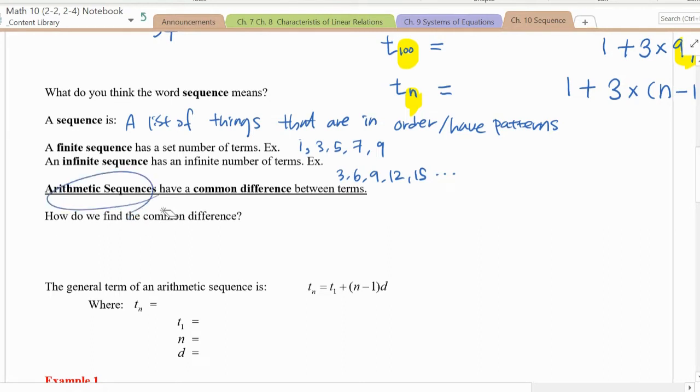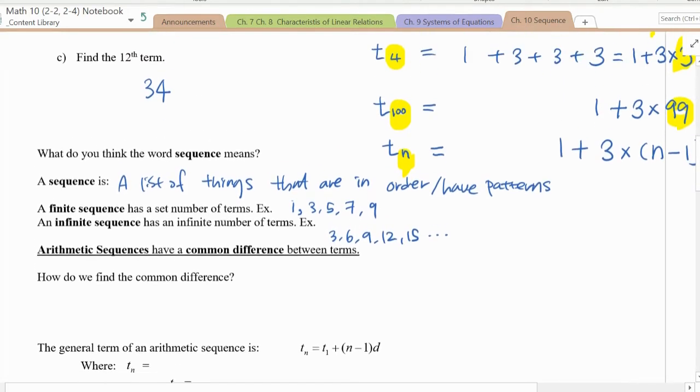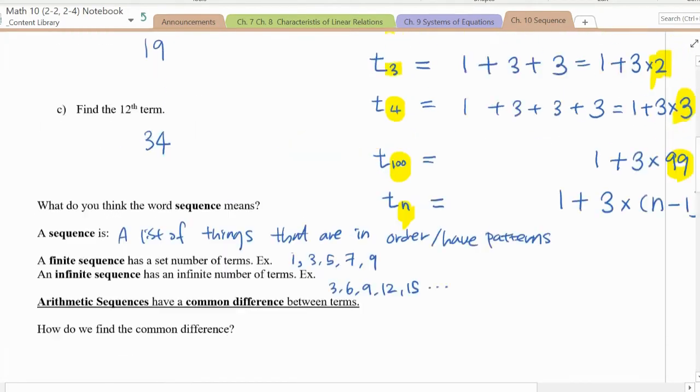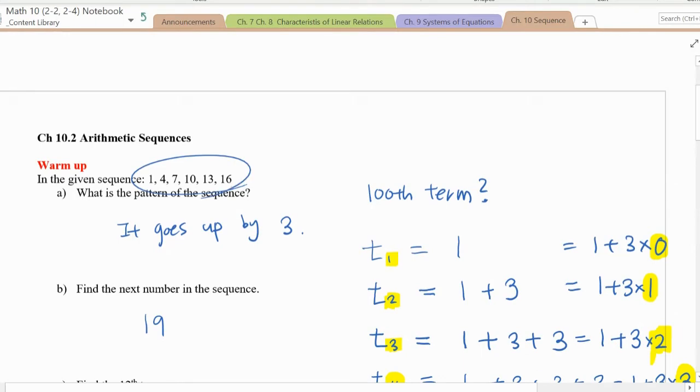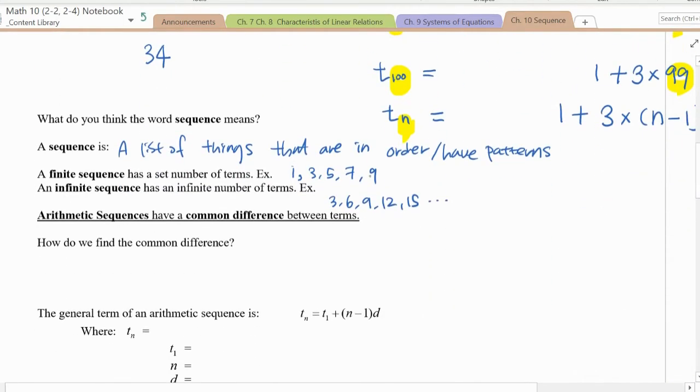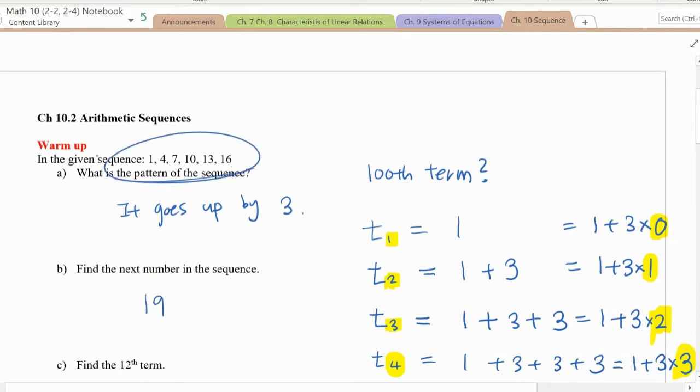In grade 10, we're only learning arithmetic sequences. An arithmetic sequence goes up by the same number, like this. It goes up by 3, and this one goes up by 2. It goes up or decreases by the same number. That is called an arithmetic sequence. So arithmetic sequences have a common difference. Since this one goes up by 3, the common difference is 3.